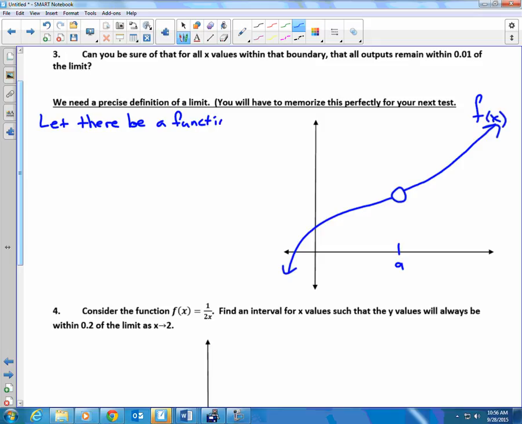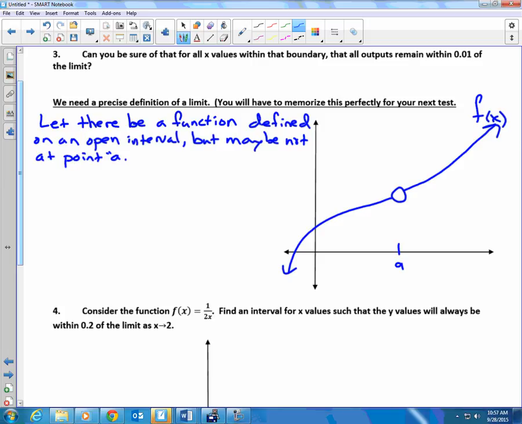So let there be a function. I would write it again if I were you. It's gonna help you learn it better. Let there be a function defined on an open interval, but maybe not at point A. Got that first part? Maybe, maybe not. All right. Then we're going to make a statement.